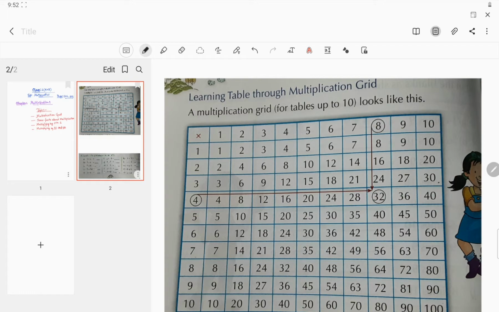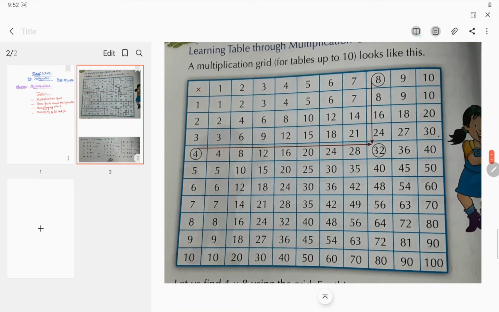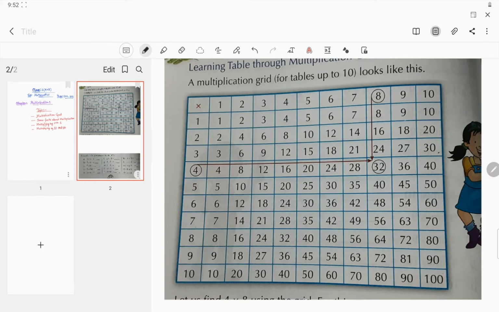So you have to know what a multiplication grid is. This multiplication grid looks like this, and this is a table. This is the topmost row. This horizontal strip is called the topmost row, and this vertical strip is called the leftmost column. Vertically is called column and horizontally is called row, right?